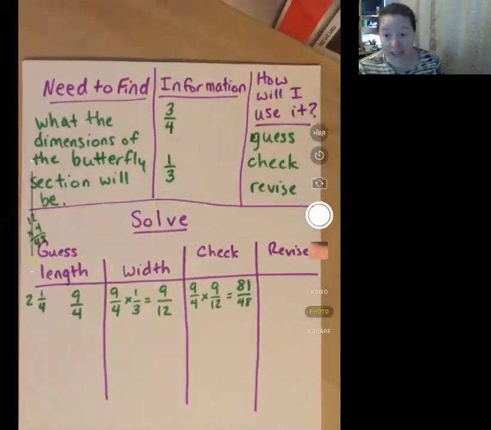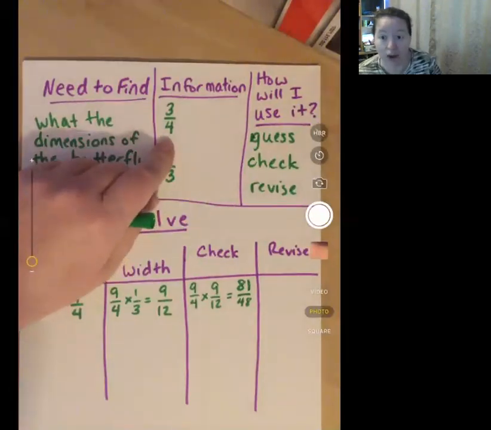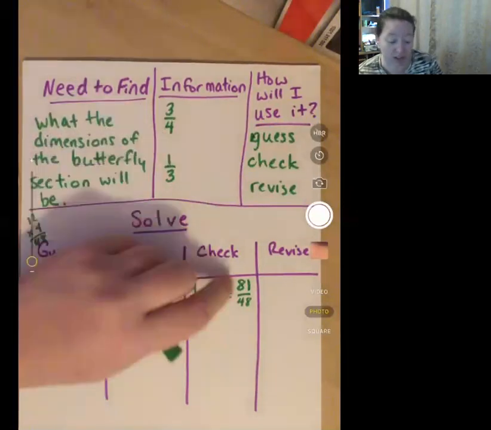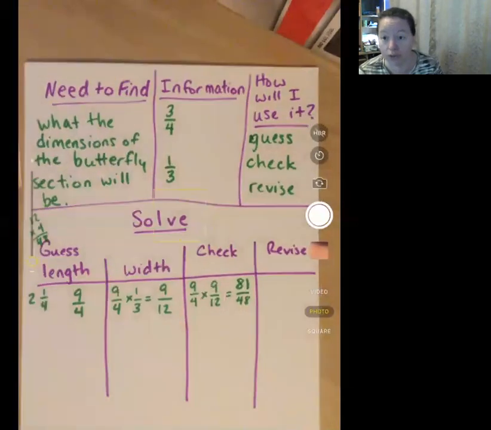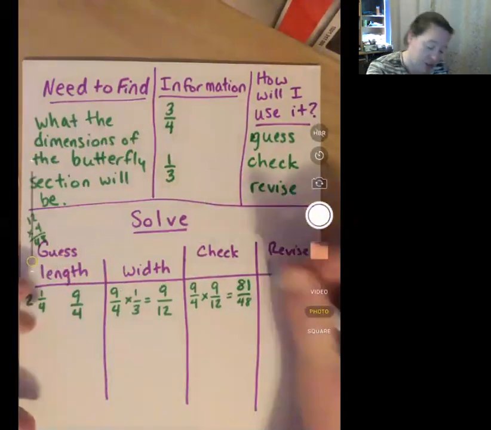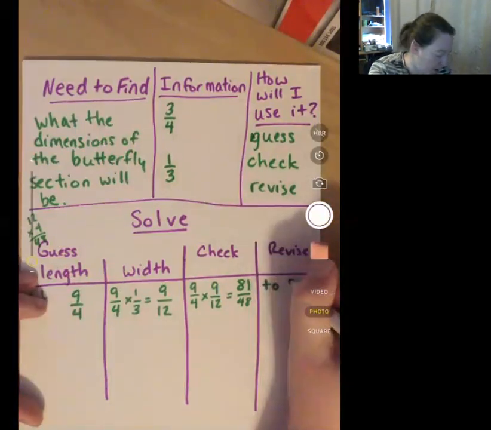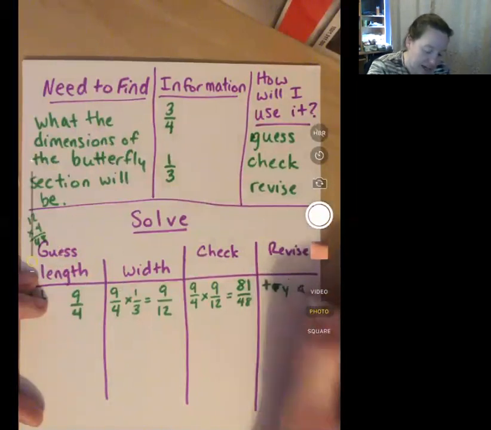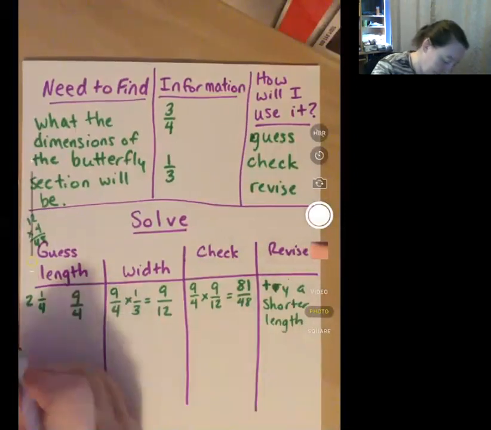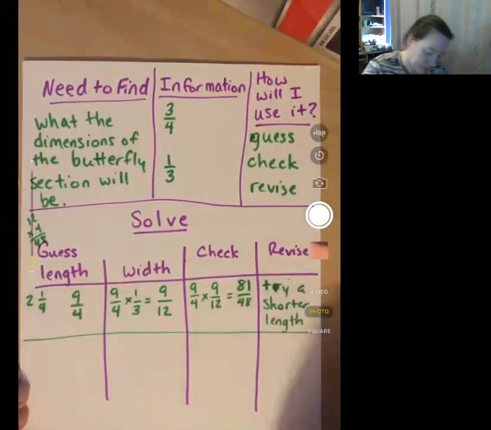Okay. 81 is larger than 48. Our final answer that we're looking for is a fraction with a smaller number on top and a larger number on the bottom. This one has a larger number on top and a smaller number on the bottom. This is way too big. So I'm going to put down, try a shorter length. Okay, and then I'm going to put a line there. So we finished that one.